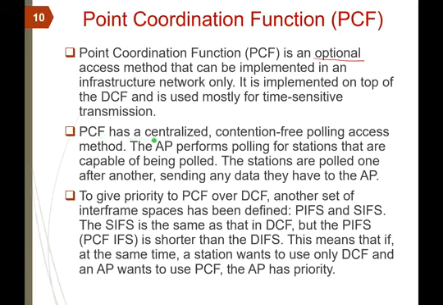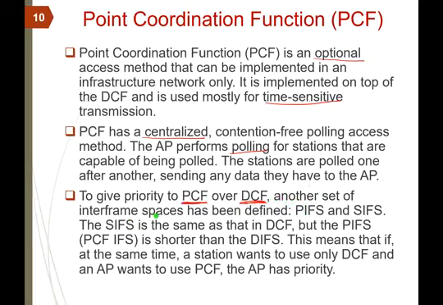Point coordination function has a centralized control access method, a contention-free polling access method. The AP performs polling for stations that are capable of being polled. The stations are polled one after another, sending any data they have to the AP. So it's a controlled access method. It uses polling. We want PCF for time-sensitive data, so we give it more priority than DCF, the distributed coordination function.